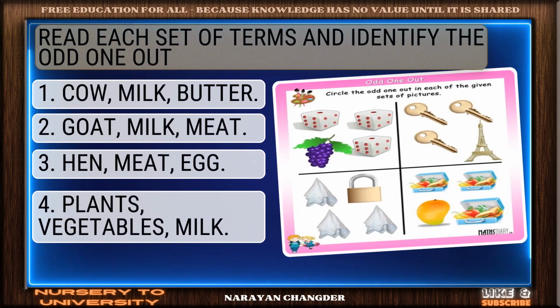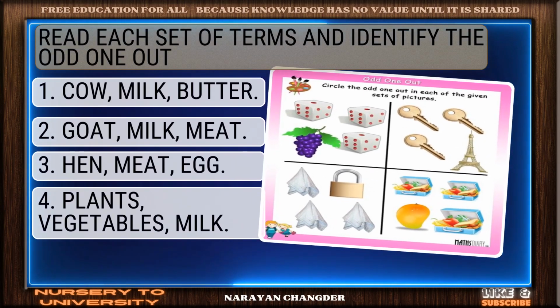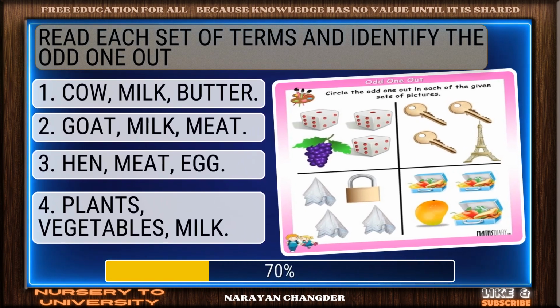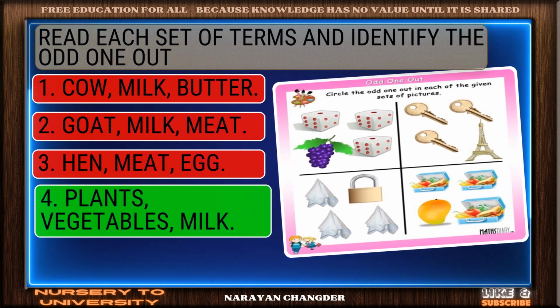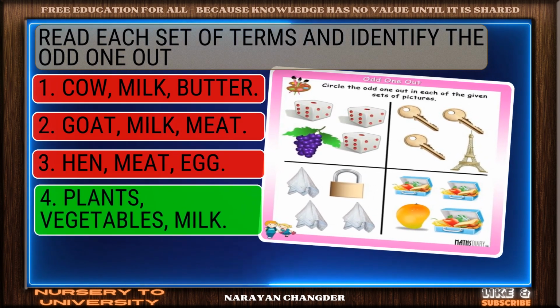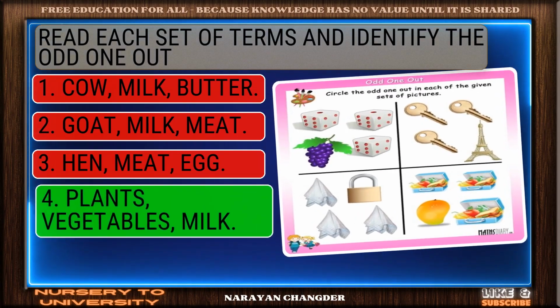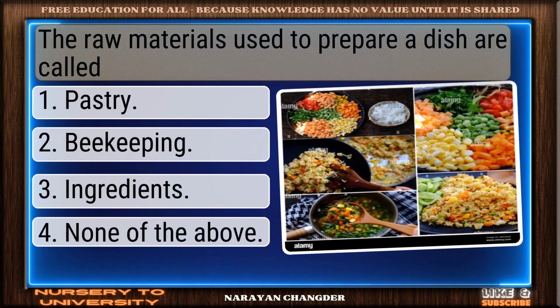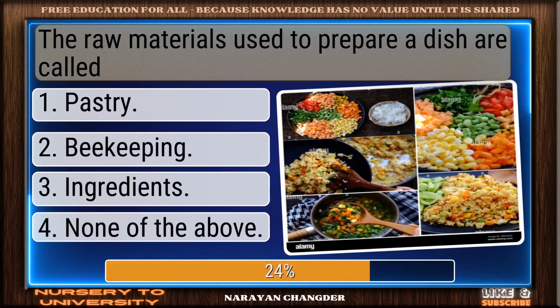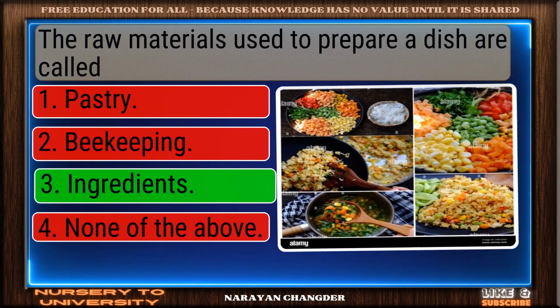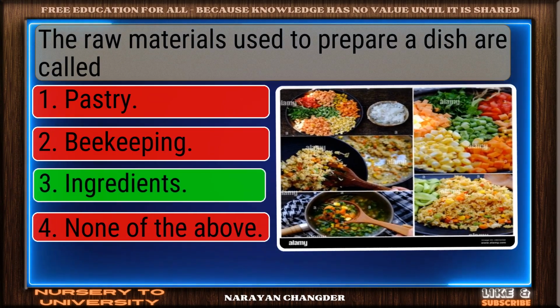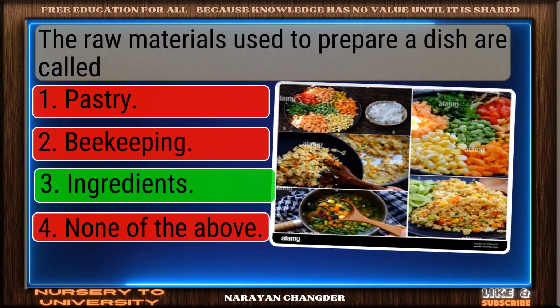Read each set of terms and identify the odd one out. Exactly. Plants, vegetables, milk makes sense, and it is right choice. The raw materials used to prepare a dish are called. Sharp thinking. Ingredients is the right choice.